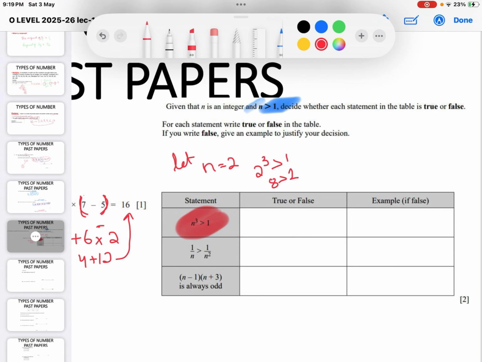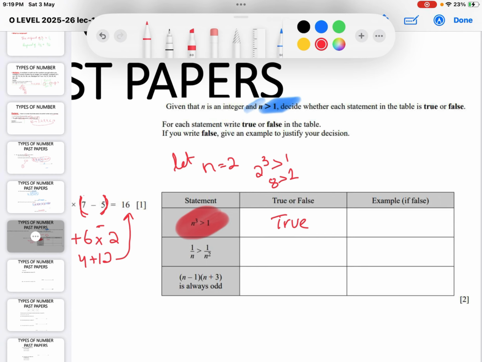We can put n is equal to 3 as well. Sorry, I had put n is equal to 2. I can put n is equal to 3 as well, so it will become 3 cube, that will become 27, and 27 is also bigger than 1. This means that the statement is exactly correct, so we will write true and we don't need to write an example.